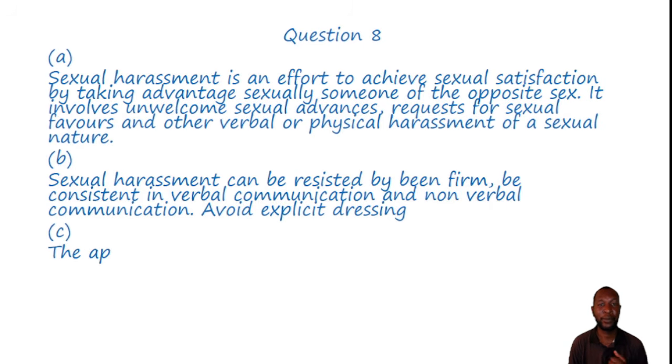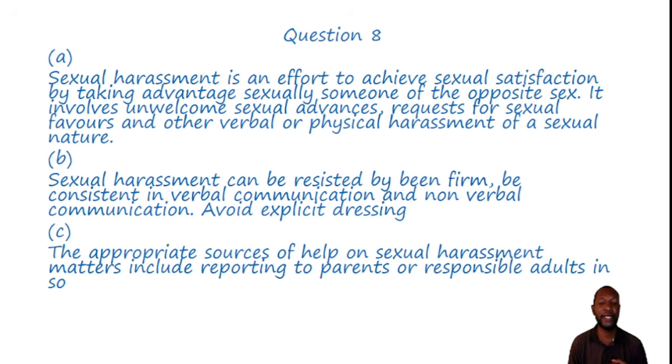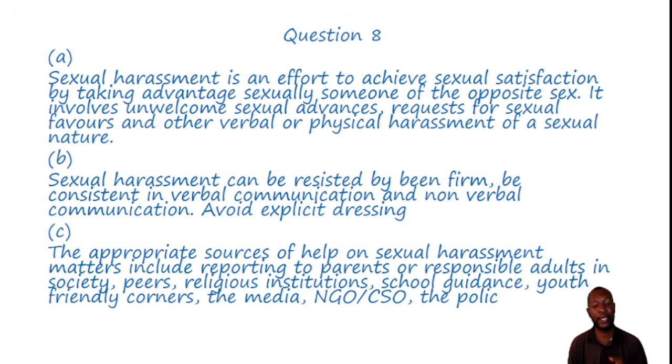C. The appropriate sources for help on sexual harassment matters include reporting to parents or responsible adults in society, your peers, religious institutions, school guidance, youth-friendly corners, the media, NGOs or CSOs, the police or victim support unit. These are where help can be obtained on sexual harassment issues. So these were the solutions to question number 8.